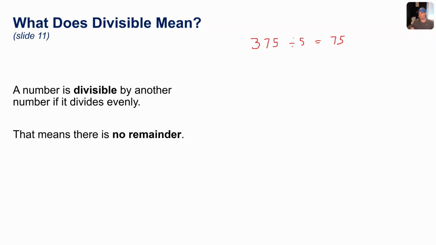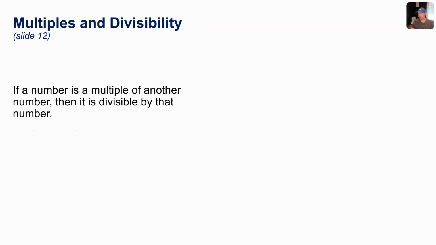Now, why this is important is because multiples and divisibility work hand in hand. If a number is a multiple of another number, then it is divisible by that number.